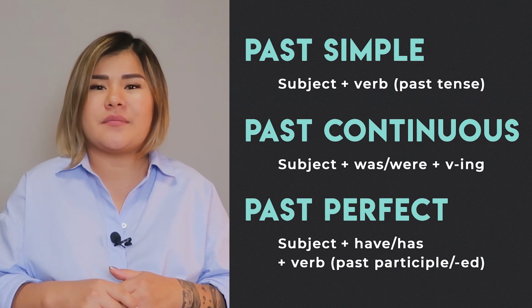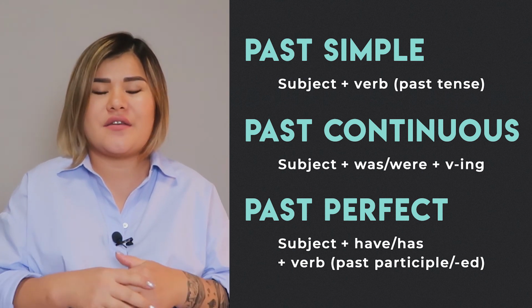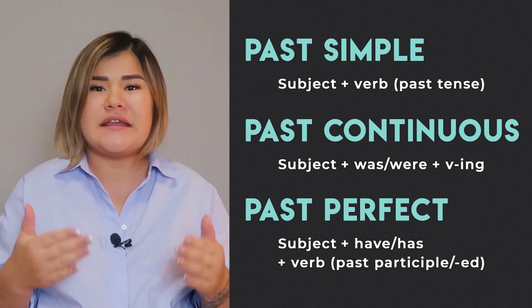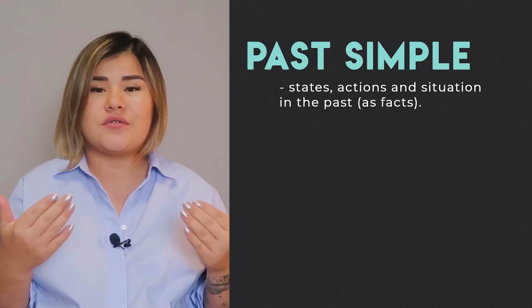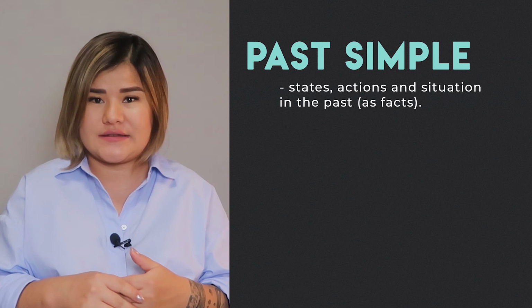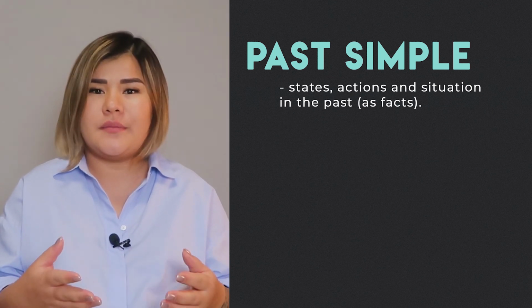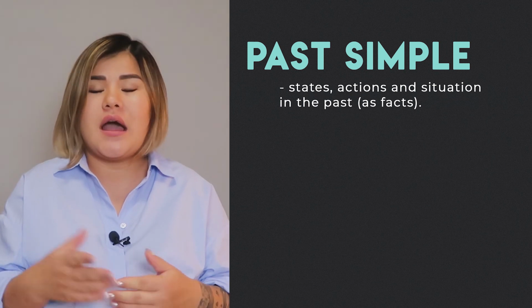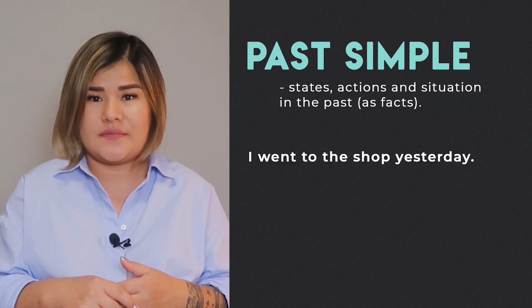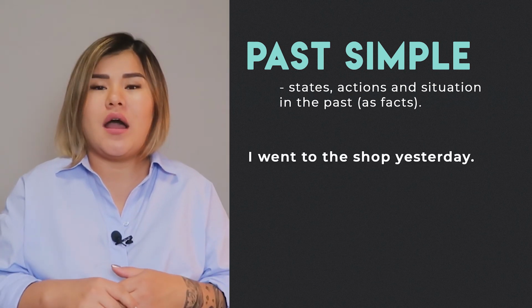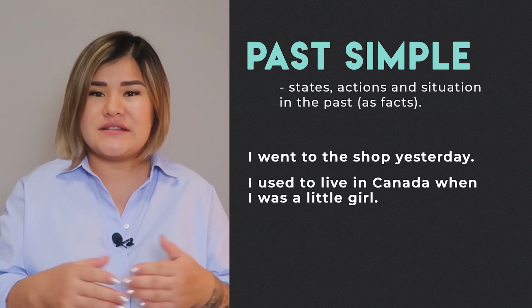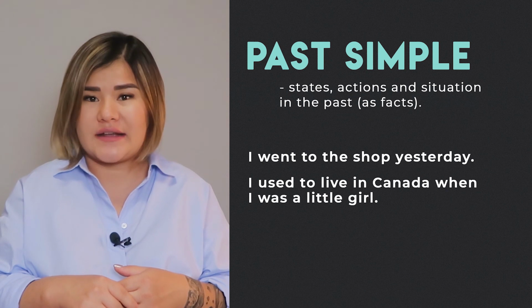So now let's talk about how to use these three tenses. We know that past simple simply states an action or a situation in the past. So it's kind of something permanent and something that is a fact. For example, I went to the shop yesterday. It's a fact. Or, I used to live in Canada when I was a little girl. Both sentences are simple facts.